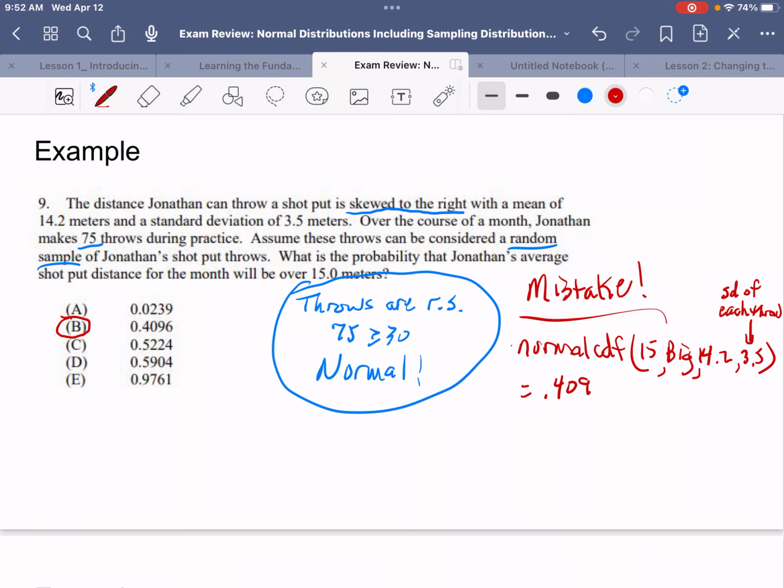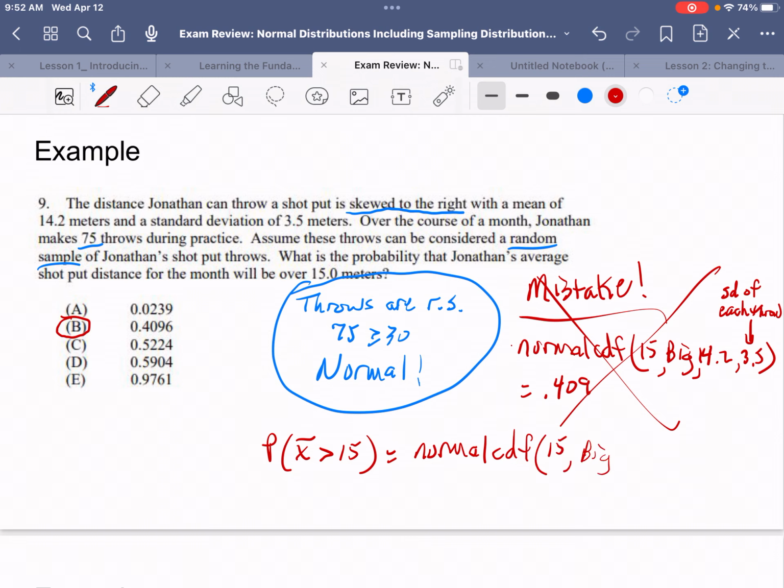So you just found the probability that one of Jonathan's throws will be longer than 15 meters. That's what this 0.409 says. It's a 41% chance that any one of his throws will be over 15 meters. Well, that's not what was asked. The question being asked is: what is the probability that the average of his throws will be over 15? And that would be normal CDF 15, comma, big, comma, the mean and standard deviation of the average x bar.